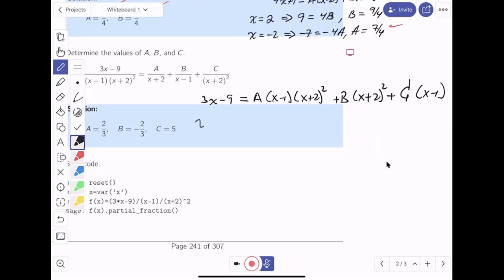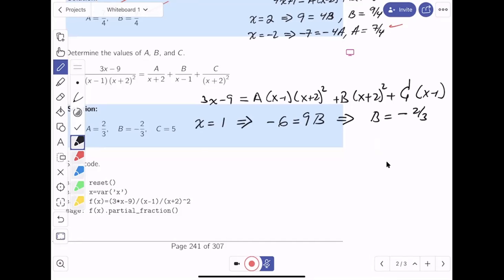Pick some easy values for x now. I'm going to pick x to be 1. I think it's the easiest one I could choose. What do you get? 3 minus 9, which is minus 6. And then, let's see. If x is 1, the first term disappears, the last term disappears, and the middle term is going to be a b term, which is going to be 3 squared, which is 9. So I'm pretty comfortable that b is going to be minus 6/9, or minus 2/3.